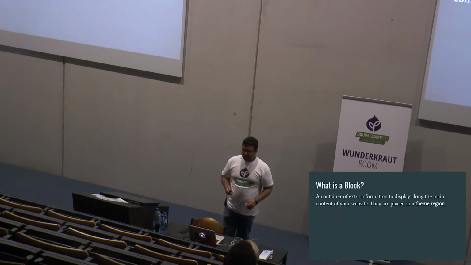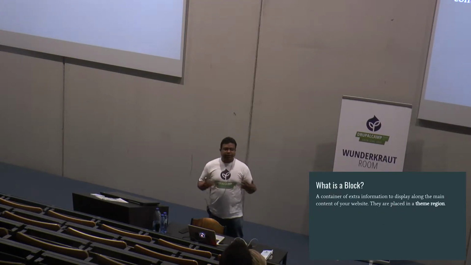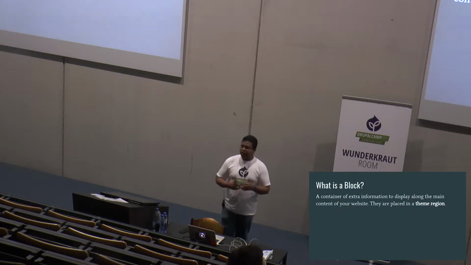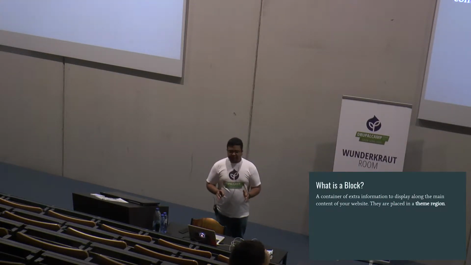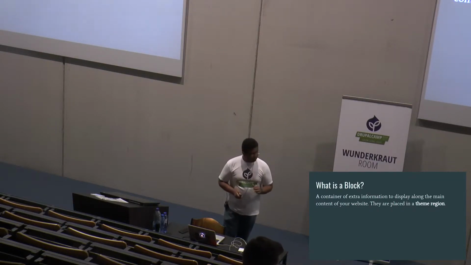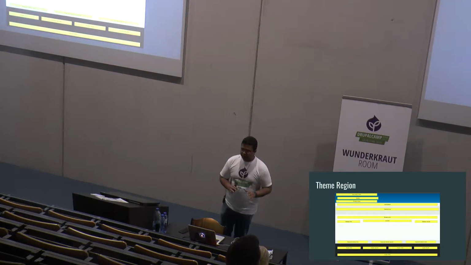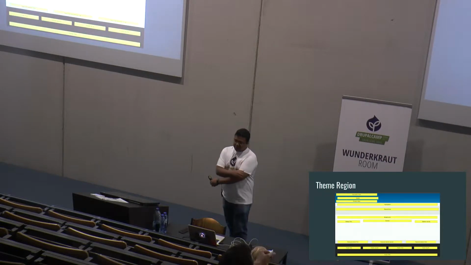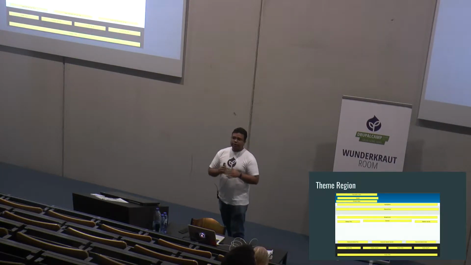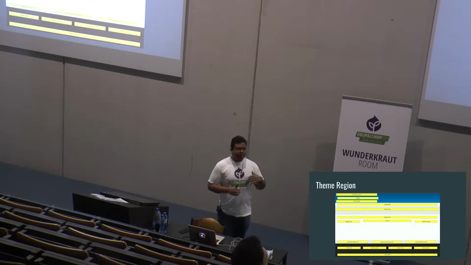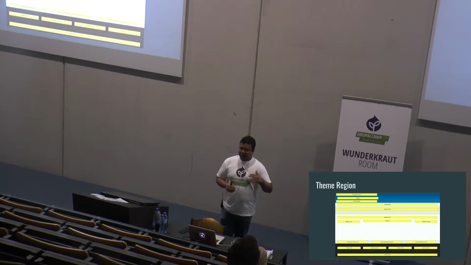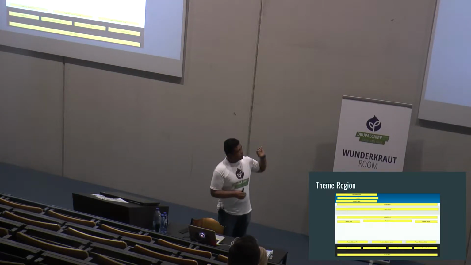So in Drupal, a block is a container of extra information that you want to display along the main content of the website. And they are placed in a theme region. So just like a quick detour from blocks, I want to explain what a theme region is. When you install Drupal out of the box, it comes with a blue shade theme called Bartik. Every theme defines theme regions, and theme regions is where you can place content.